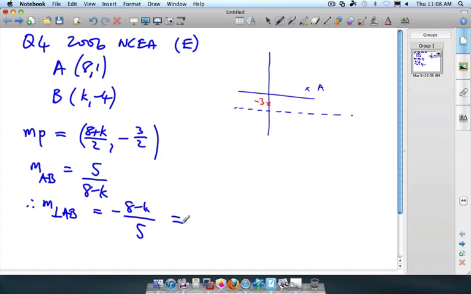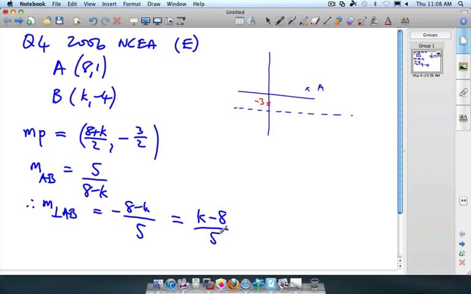What's a slightly simpler way of writing that? Maybe put the negative into the top line. What would you get? The k becomes plus, the 8 becomes minus. So we get k minus 8 over 5. That's the same as 8 minus k over 5 with the minus put into the top line. So we've got the gradient of the perpendicular.